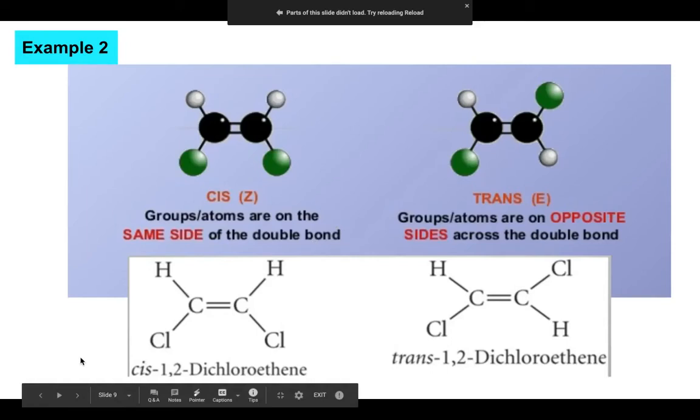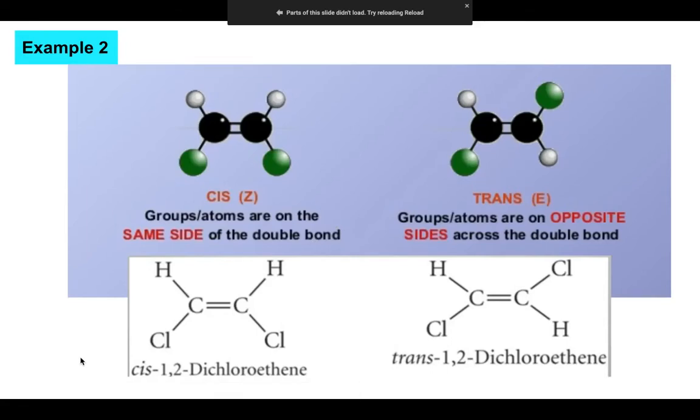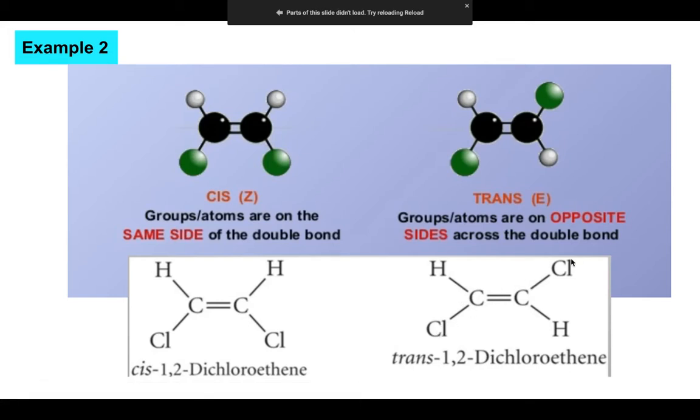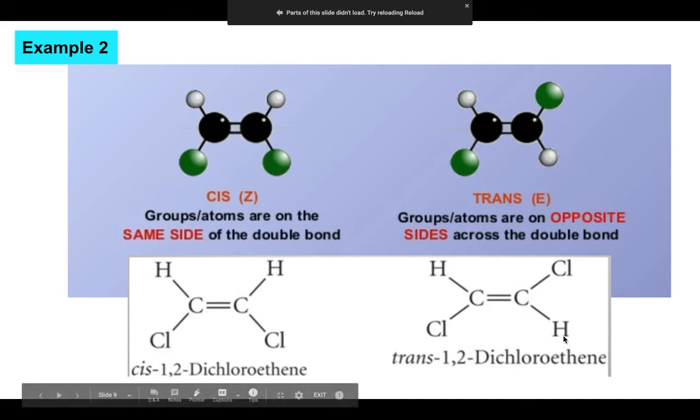Here is example number 2, where you can have things other than those methyl groups. In this case, we have chlorines as our subgroups across from one another in a double bond or on the same side. So in the first example here, you have a cis 1,2 dichloroethene. And in the second example, you have the trans 1,2 dichloroethene. So again, we take a look at where that double bond is located. We take a look at where the chlorines are from one another, where the hydrogens are. Are they across or are they on the same side?